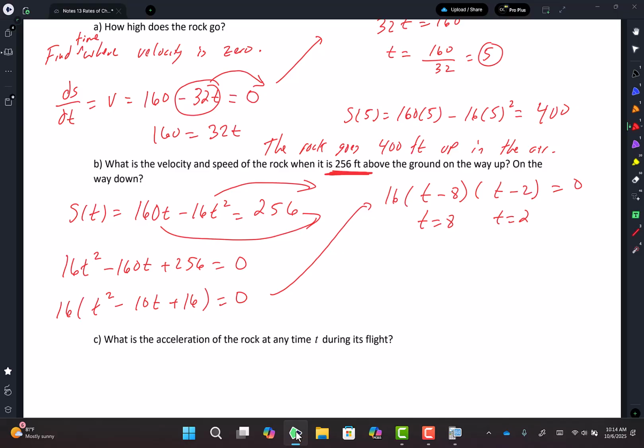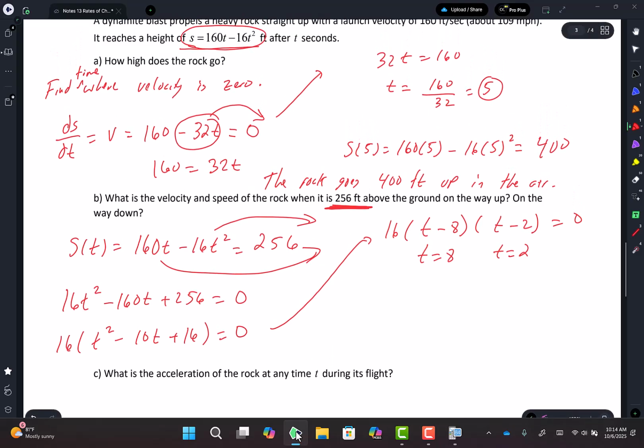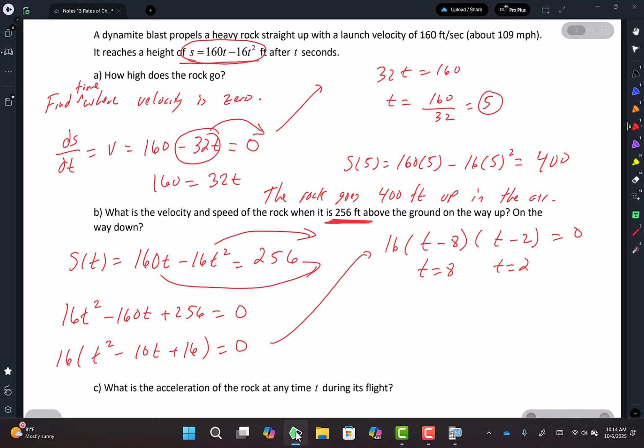Try to guess, which one is the rock on the way up? At t equals 2 or at t equals 8? 2. And then t equals 8, it's going to be on the way down. Are you shocked that you got 2 and 8, by the way? Think about it. Do you guys know what I'm trying to say? Okay. Slow down. Time out.